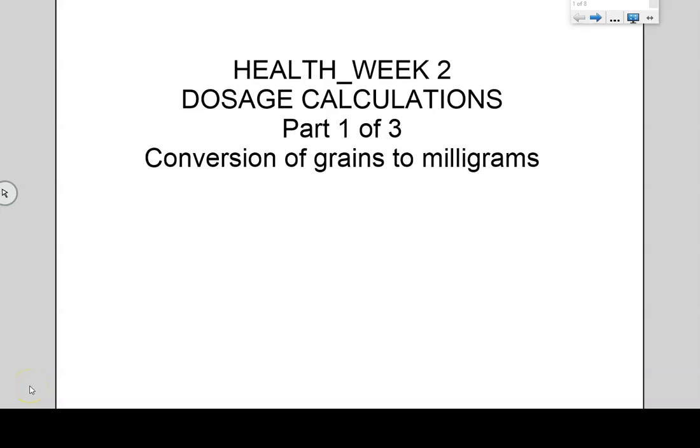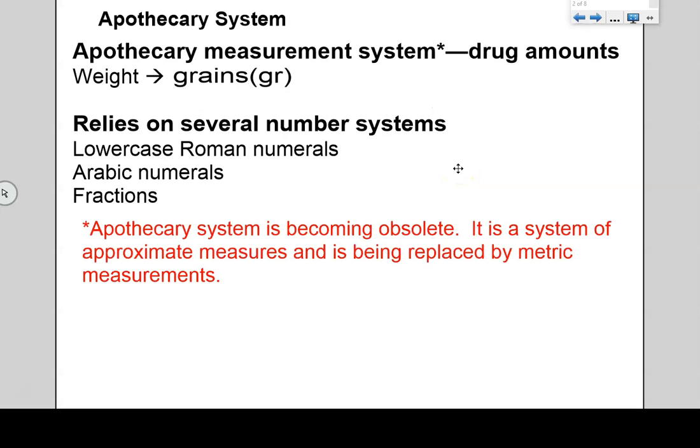In this video, we're going to cover dosage calculations. In particular, we're going to work with the dosage formula. But before we do that, let's talk a little bit about grains and their relationship to milligrams. Now, grains are a measurement system that comes from the apothecary system. It's an older, obsolete system, but you will sometimes run across it.